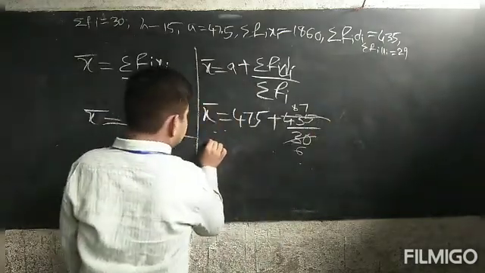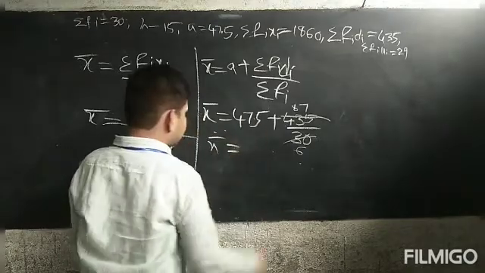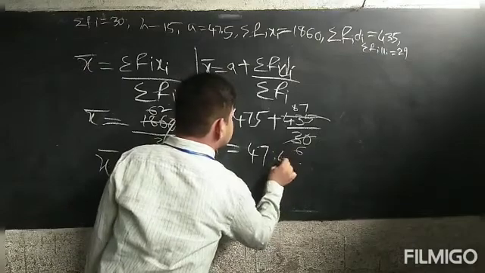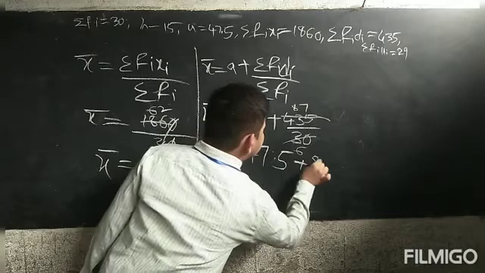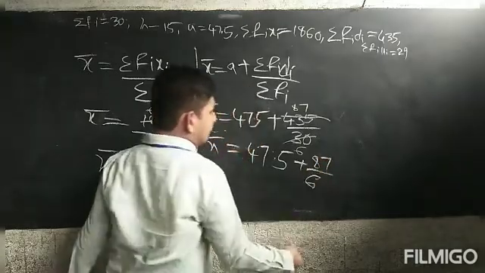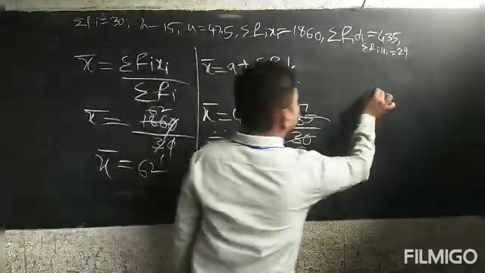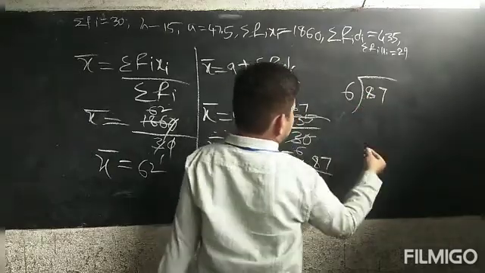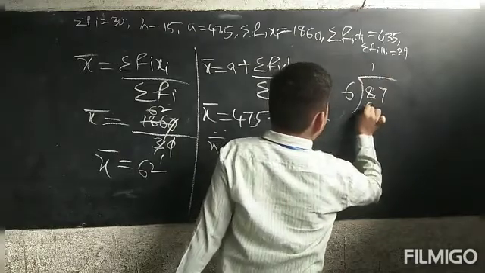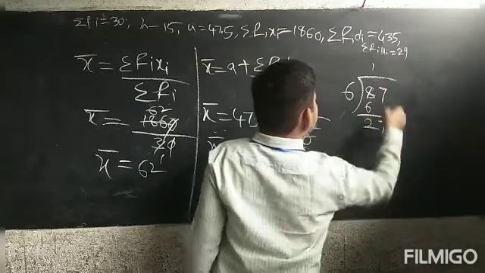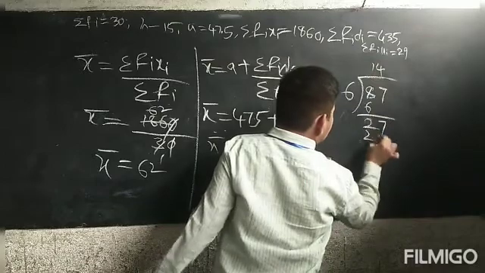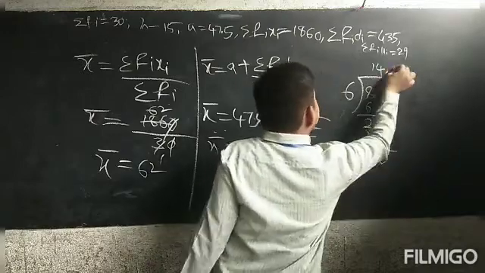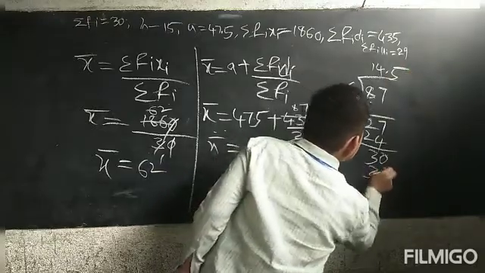So x bar equal to 47.5 plus 87 by 6. Now 87 divided by 6: 6 2s are 12, 6 4s are 24, again 3 0, 30. So the value is 14.5.